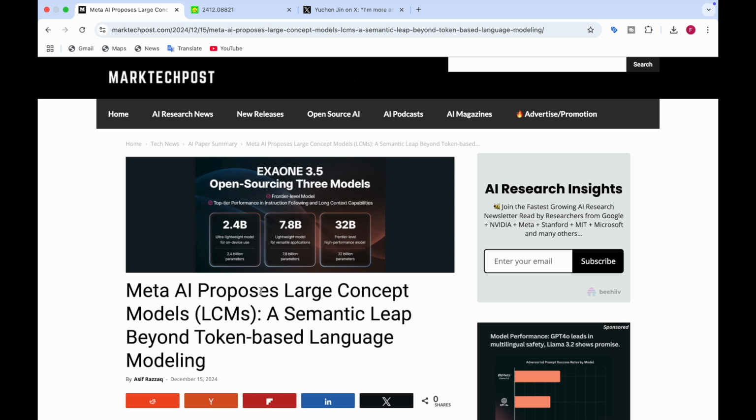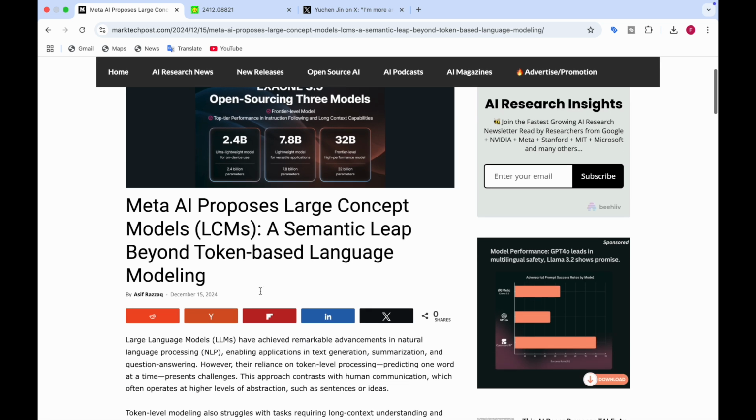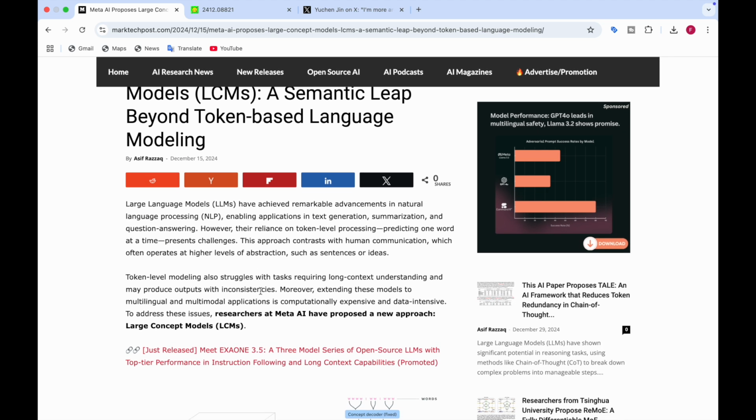All right, so let's talk about LLMs first. These models, which are called LLMs, are the gold standard in AI for handling text. Now, how do they work? They work by processing information token by token. Basically, they predict the next word in a sentence one at a time. And while that works for a lot of tasks, it's not the way that humans think or operate.